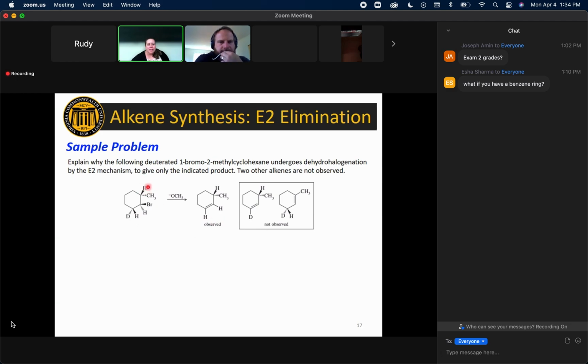But how is it, especially if you look at this, the proton up here at the top would actually give the Zaitsev product, right? So how is it that in this case, not only do we not observe the Zaitsev product, but we observe only one of the products that could come from deprotonation at the other carbon?